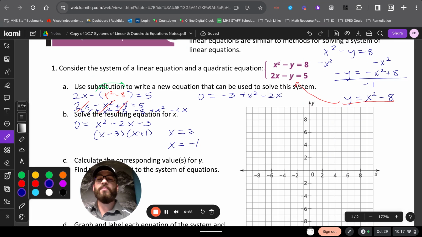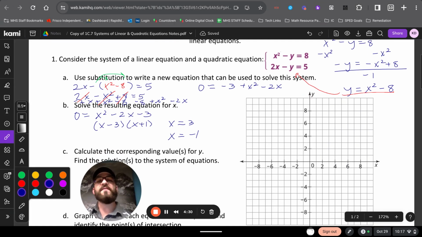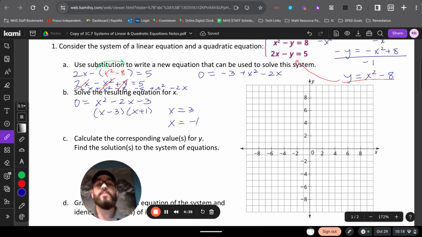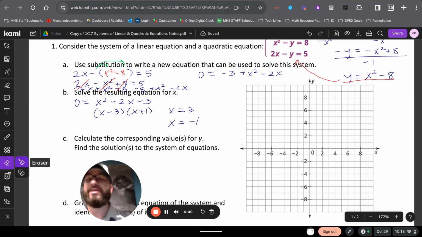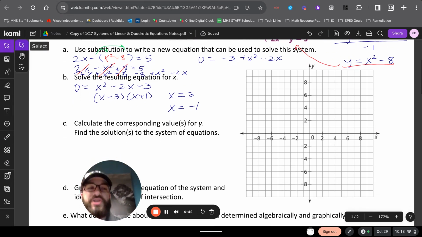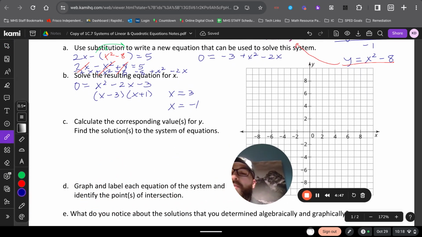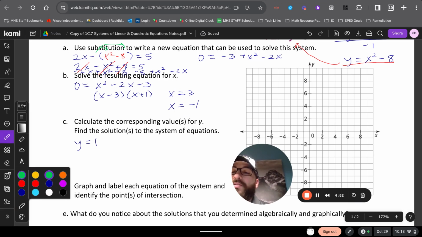So let's go ahead and take both of these points here, and I'm going to plug them into that first equation for y. And we can actually use our solved equation, y is equal to x squared minus 8, because it's the same one, but then we don't have to do any extra solving when we're calculating that y value. Okay, so plugging in our first number, y is equal to x squared, so that's going to be 3 squared minus 8. 3 squared minus 8 is 9 minus 8, and 9 minus 8 would be equal to 1.